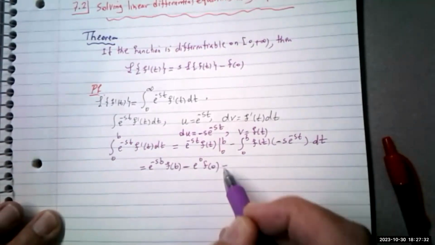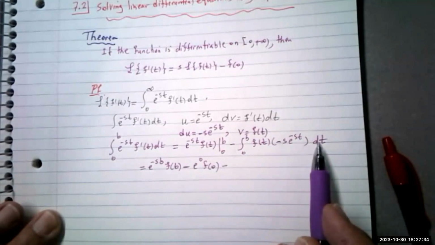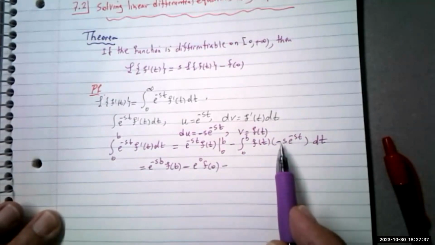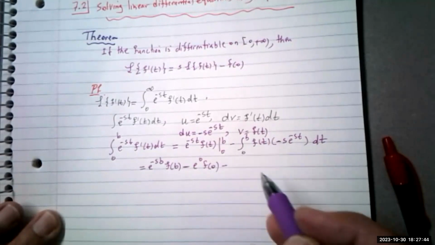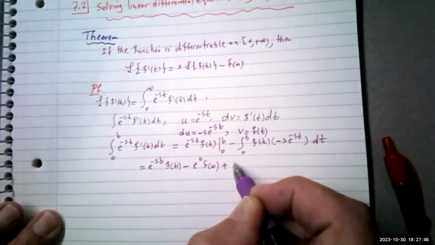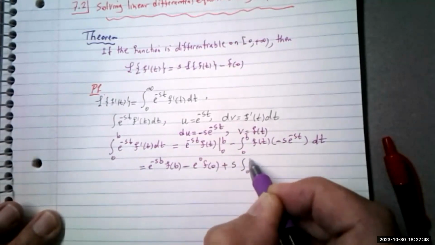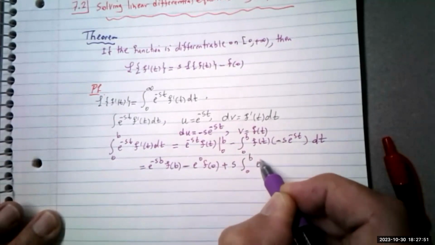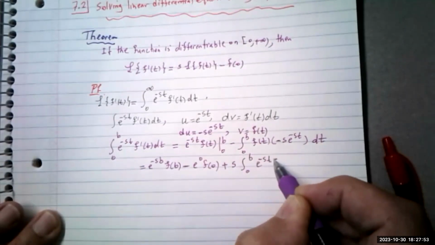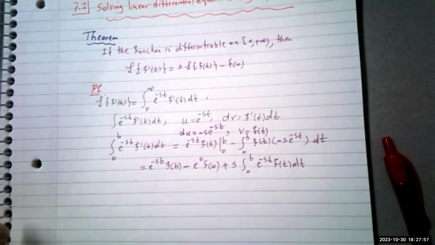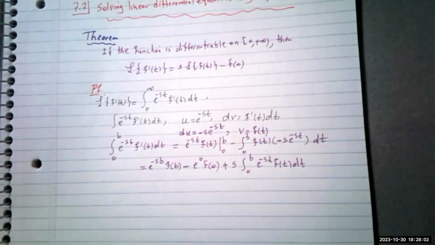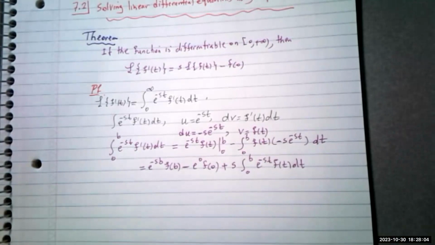Okay, minus this integral. The integral is with respect to t, so s is a constant. So I'm going to bring the negative s out, which makes the negative into a positive. So this would be a plus s integral from 0 to b of e to the negative st f of t dt. Okay, I'm just rearranging it to change it to the format that we are interested in.